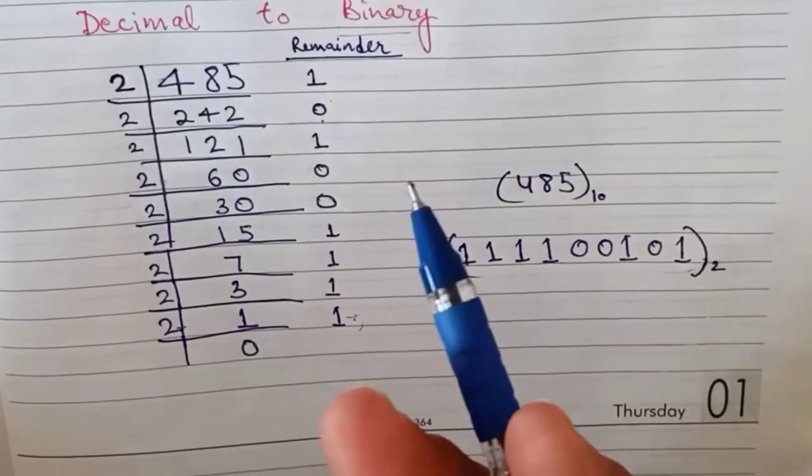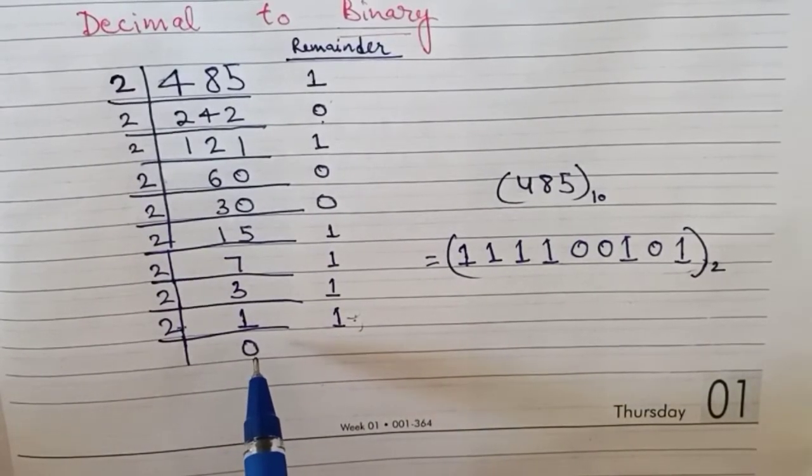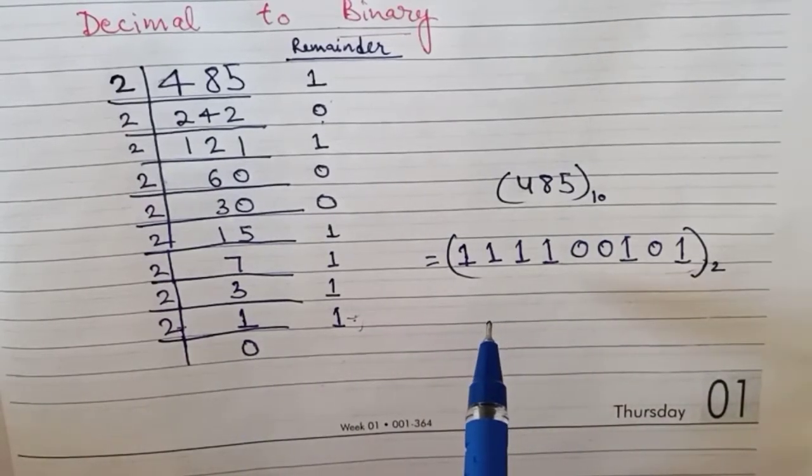And for how long do you have to keep dividing? Till you get 0. I hope this is clear to you. I hope this conversion is very clear to you.